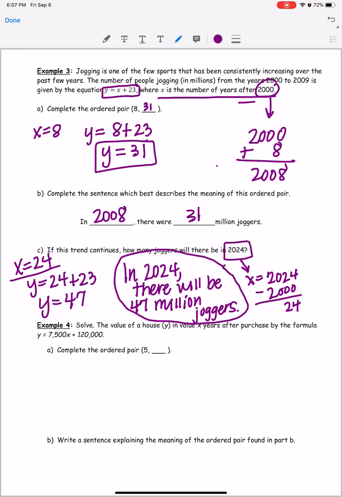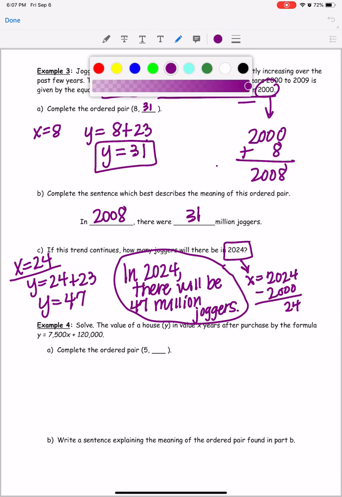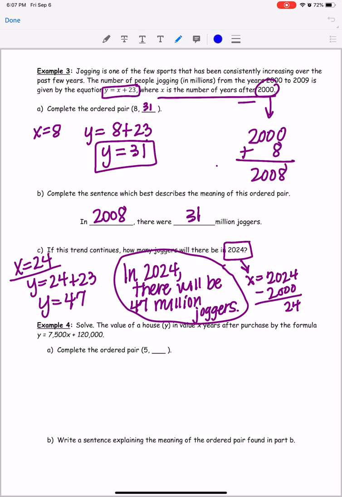All right, last word problem. Example four says to solve. Let me change colors real quick. The value of a house, Y, in value X years after purchase by the formula. So complete the ordered pair. So again, this means when X is 5, what is my Y?